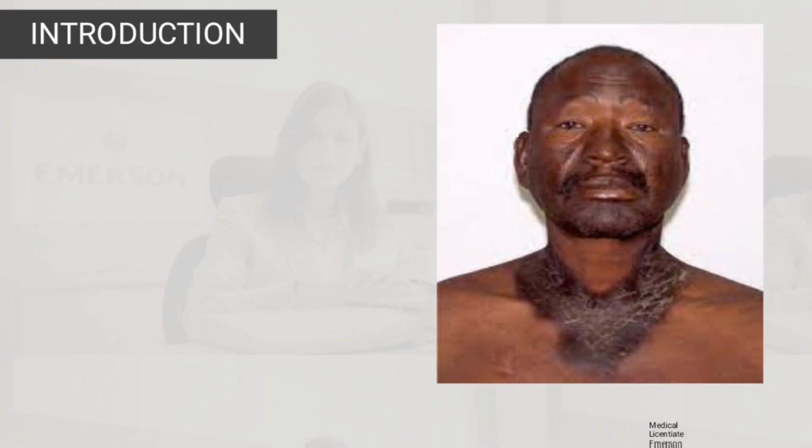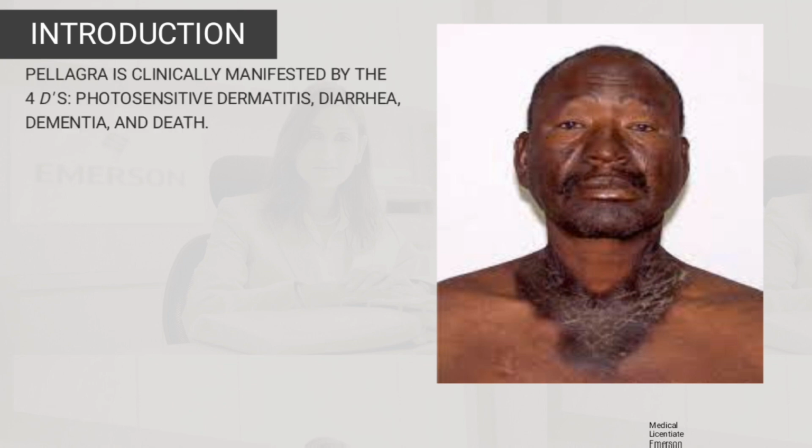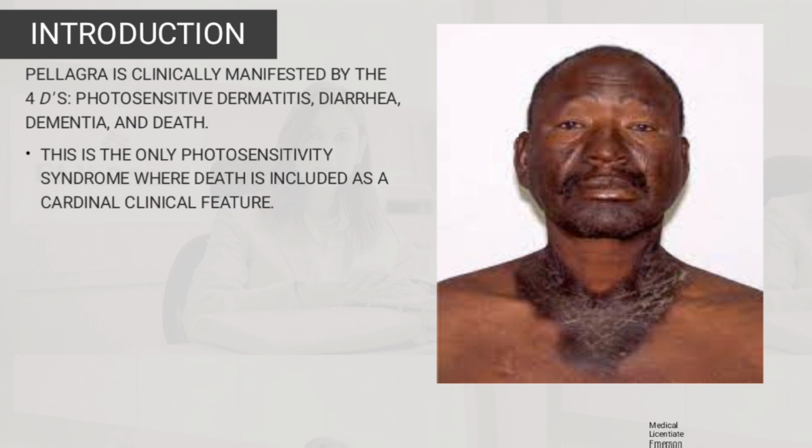Okay. So as an introduction, Pellagra is clinically manifested by the 4 Ds, which are photosensitive dermatitis or dermatosis, diarrhea, dementia, and death. Don't worry about death, because this is the only photosensitivity syndrome where death is included as a cardinal clinical feature.